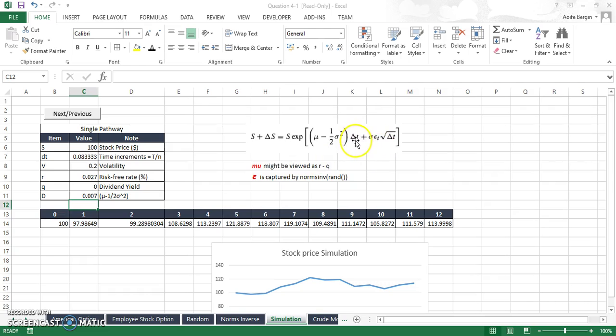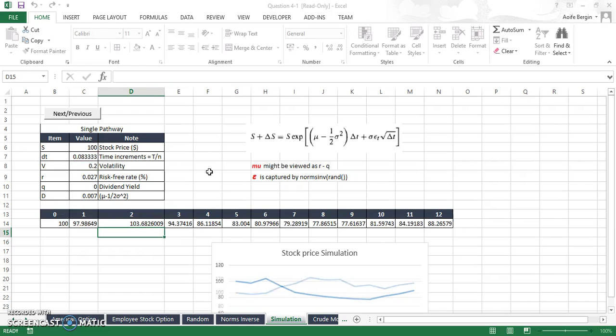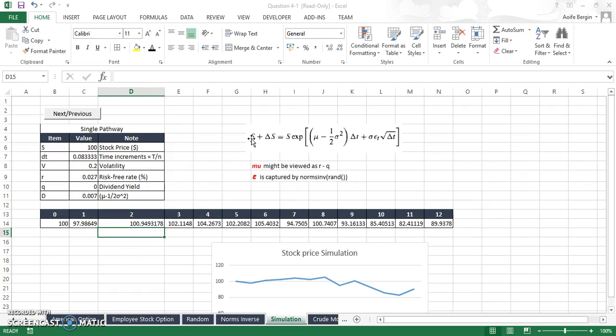Multiplied by delta t, which is the 1/12, plus what we calculated in the previous slide in the norms inverse, which is done here. And we then multiply that by the change in t, which is dt to the power of 0.5, which is the same as the square root. So we have to F4 most of these cells here in order to drag it across so that they stay constant.